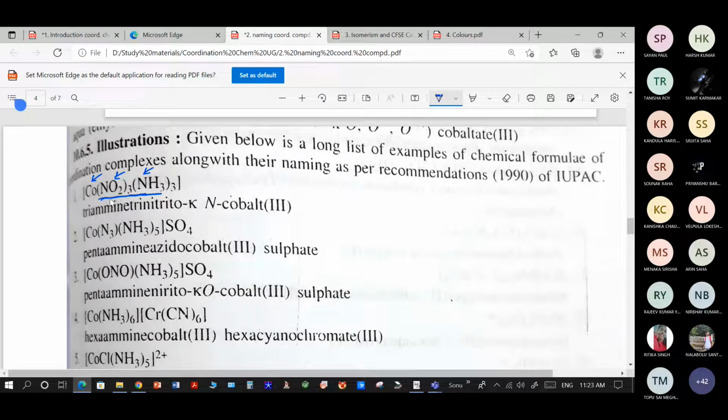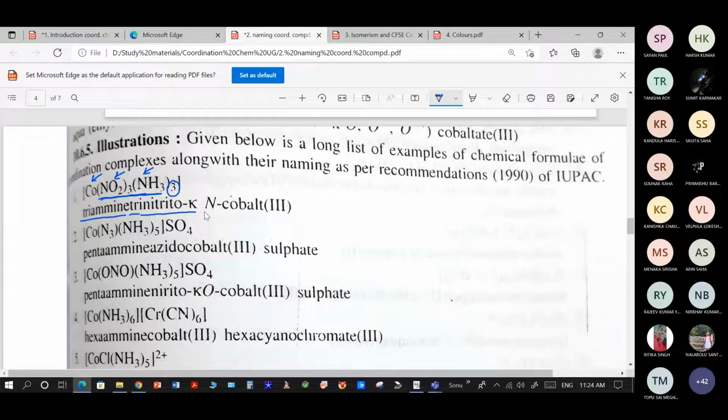We have to consider the alphabetical order of the neutral as well as the anionic ligands. So nitro, N, and amine. So amine will come first. So we have to write down the amine. But you see here, 3 ammonia molecules are attached to the metal center, so you have to mention this. As ammonia is a simple ligand, you can just use tri. So this is triamine, and there will be no space in between the names of the ligands. Triamine, and then again tri, because the 3 nitrito were there, nitrito kappa N. So trinitrito kappa N.